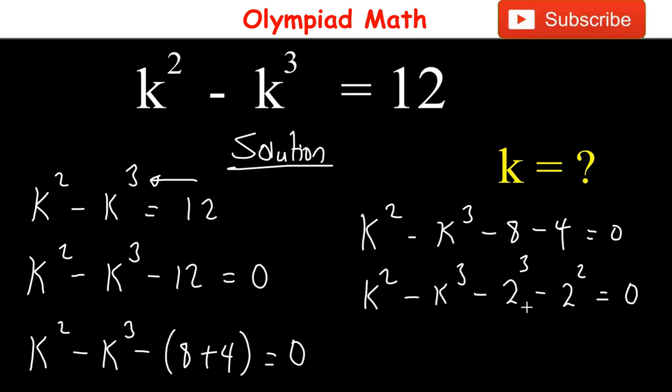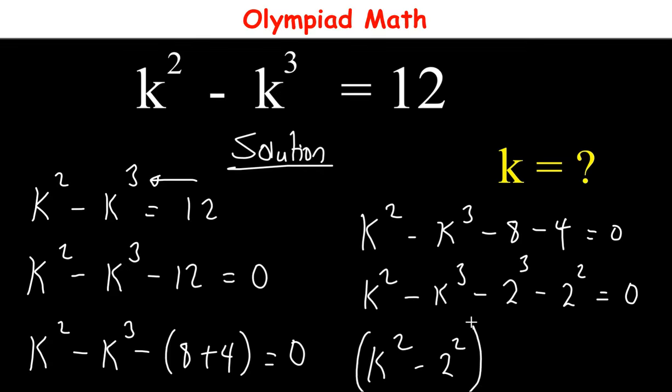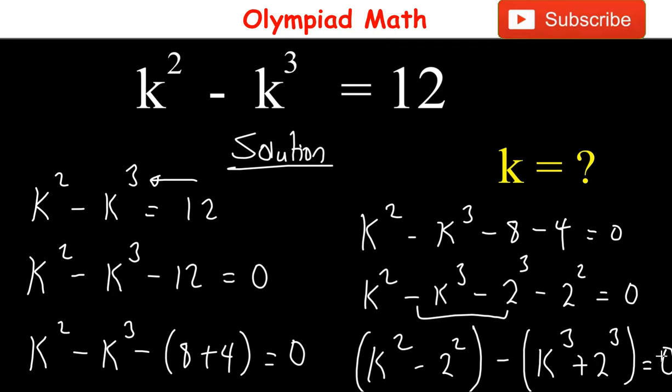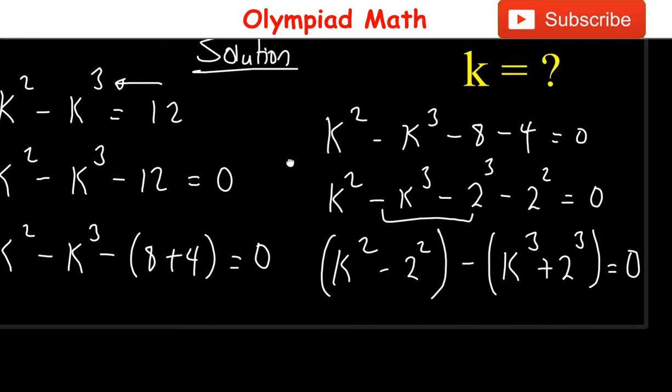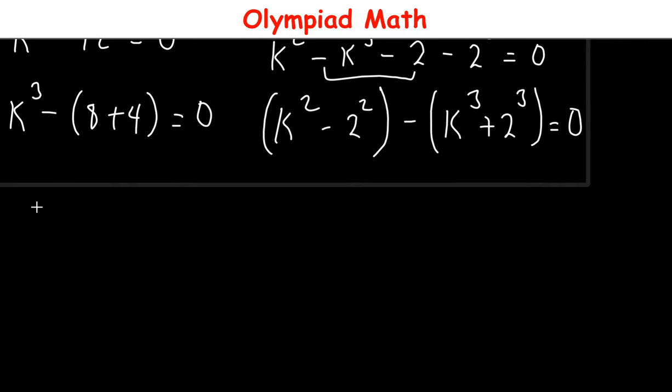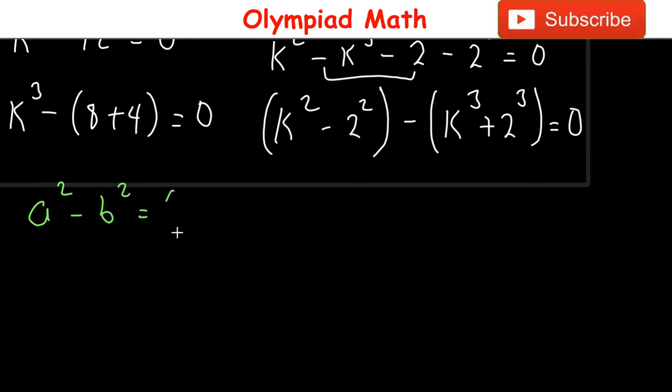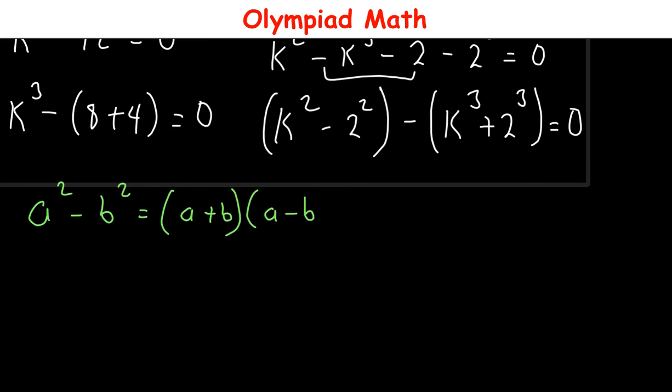Next, we can rewrite this equation as k squared minus 2 squared. We group this, then we factorize out minus from here, minus into brackets. We are left with k raised to power 3 plus 2 raised to power 3, and this equals 0. So from here, following this rule, that if you have a raised to power 2 minus b raised to power 2, this equals in brackets a plus b multiplied by a minus b.